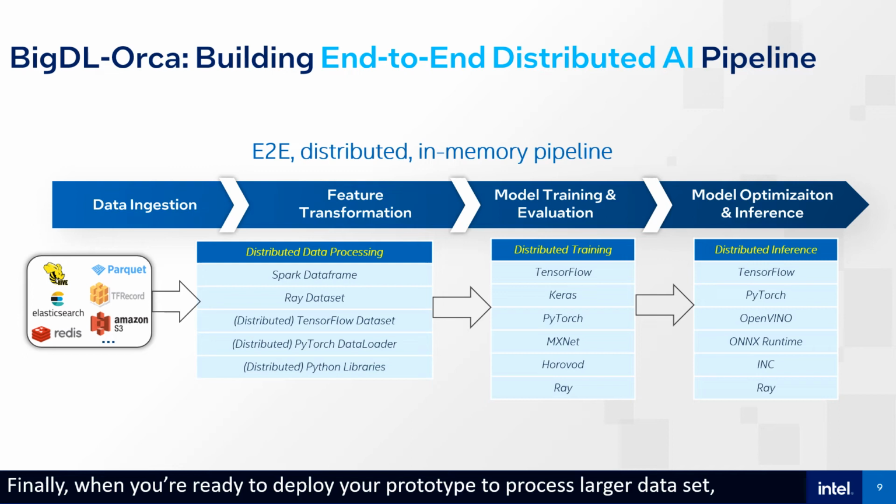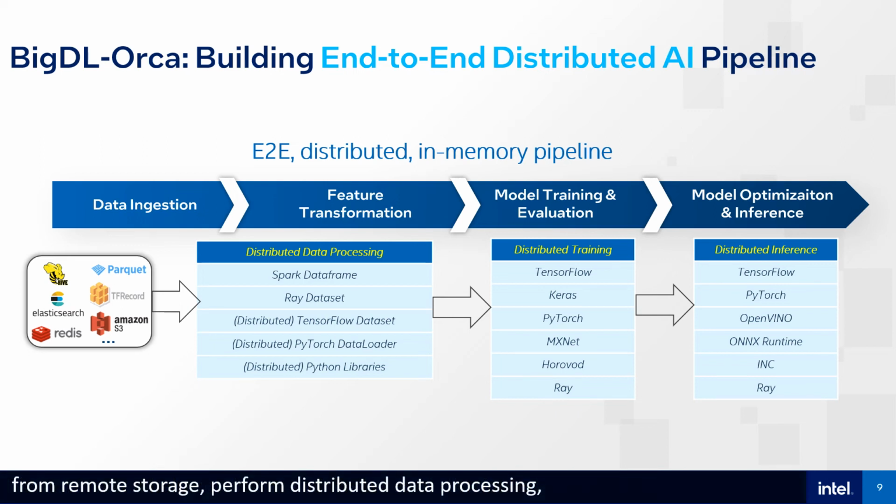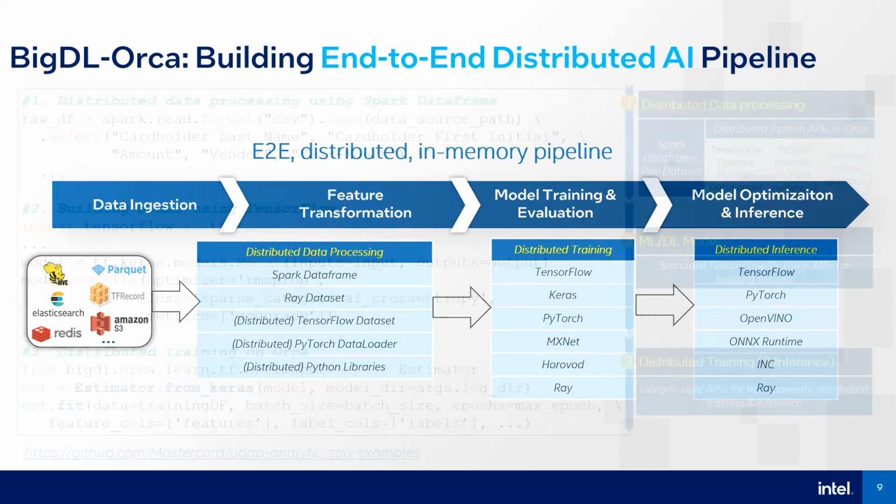Finally, when you are ready to deploy your prototype to process larger datasets, you can use BigDL Orca to scale it out to a distributed cluster. BigDL Orca can help you ingest various types of distributed data format from remote storage, perform distributed data processing, distributed model training, and distributed model inference.